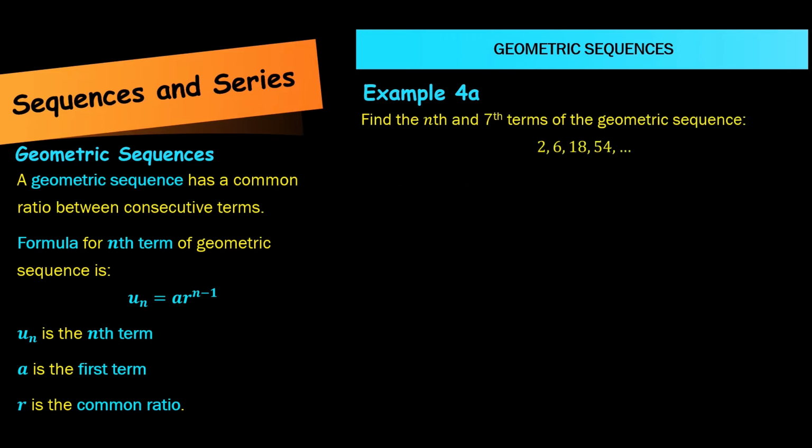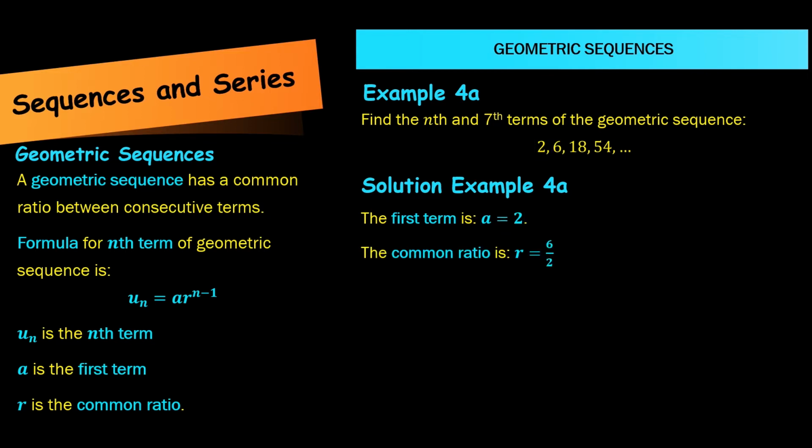So let's have a go at part A first. We are required to find the nth and 7th terms of the geometric sequence 2, 6, 18, 54, and so on. So let's solve this. The first term is a equals 2. The common ratio is 6 divided by 2, so the second term divided by the first term. This is equal to 3. Therefore, r is equal to 3.